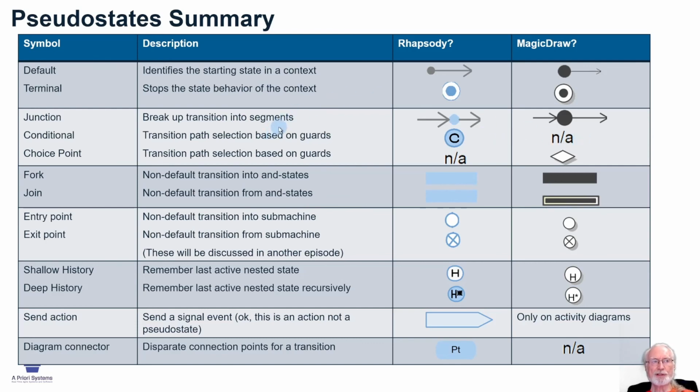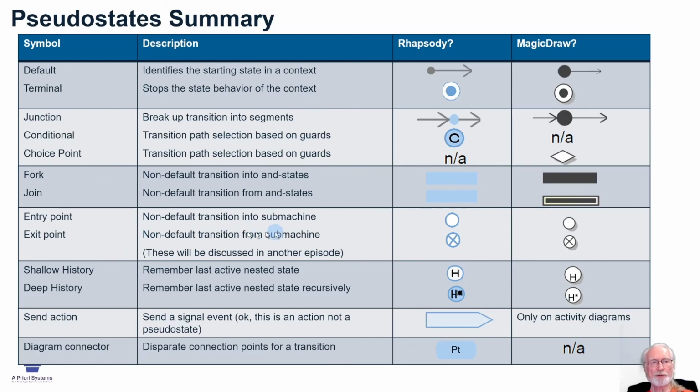Cameo, however, implements junctions as if they're choice points incorrectly. Choice points are supported in Cameo, but they're not supported in Rhapsody, and they are supported in Cameo correctly. Although, as I mentioned, I recommend you don't use them. We talked about forks and joins, and how Rhapsody correctly implements forks and joins for bypassing default nested states, going in with a fork and exiting with a join. You can draw them in Cameo, but they don't execute at all.